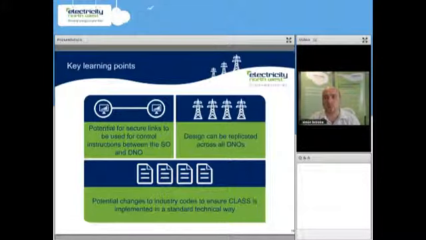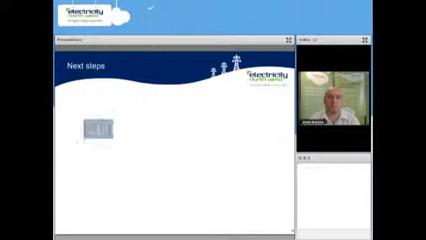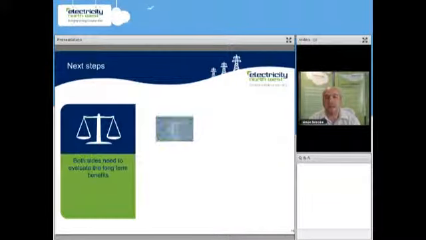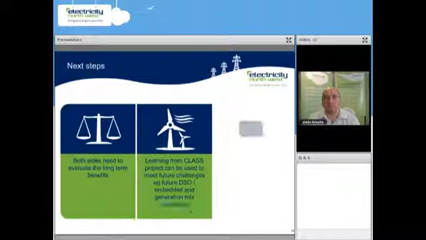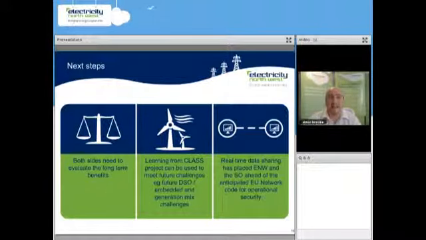So let's think about the next steps. Both sides need to evaluate the long-term benefits from this link. What data will we have, and how can we learn from it? The learning from this project, we think, can be used to meet future challenges. So, as Simon mentioned, networks are changing from being passive to active. So, is there something for a future DSO role that we'll need?